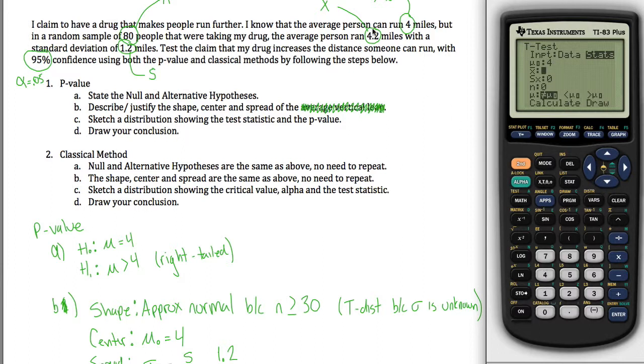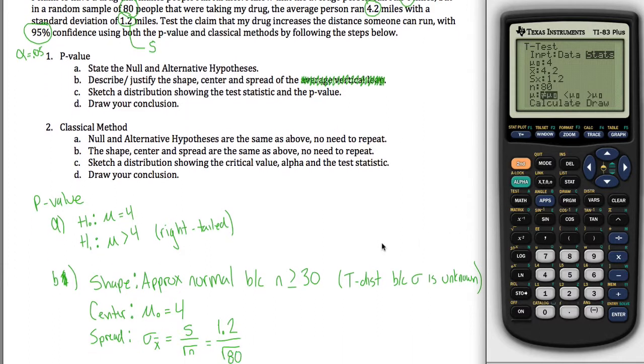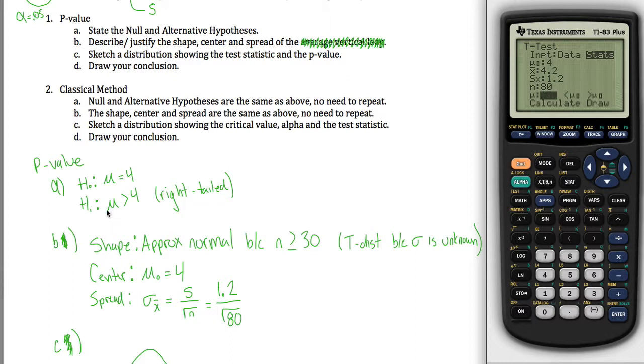X bar was equal to 4.2. The standard deviation, note it's a sample standard deviation, is 1.2. N, how many people in my sample? Looks like there are 80. And now what it wants to know is, what is your alternative hypothesis? My alternative hypothesis is that mu is greater than mu naught here. So I want mu is greater than mu naught.